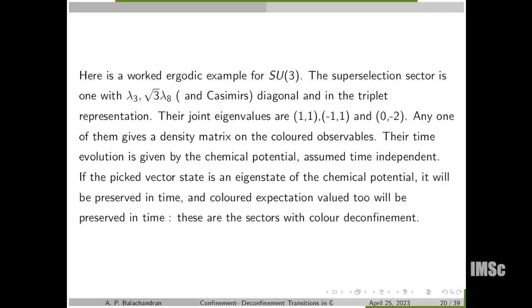So A, B, C as a column. I3 and Y are diagonal operators: 1, minus 1, 0 for I3. The other one is 1, 1, minus 2, with a root 3 which I put somewhere. So the joint eigenvalues are (1, 1), (minus 1, 1), and (0, minus 2). The states are labeled by these in the three-dimensional representation. I'll start with a quantum state labeled by this superselection vector, for any one of them.